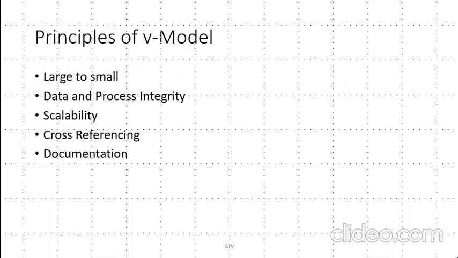Data and process integrity. This principle states that the successful design of any project requires the incorporation and cohesion of both data and process. Process elements must be identified at each and every requirement. Scalability. This principle states that the V-model concept has the flexibility to accommodate any IT project irrespective of its size, complexity or duration.